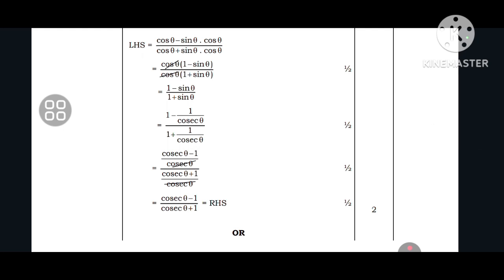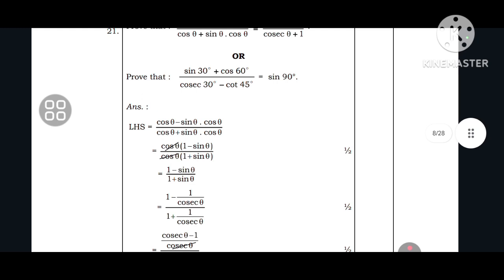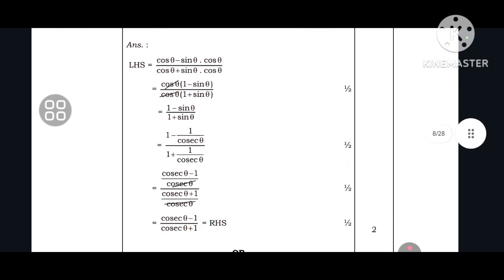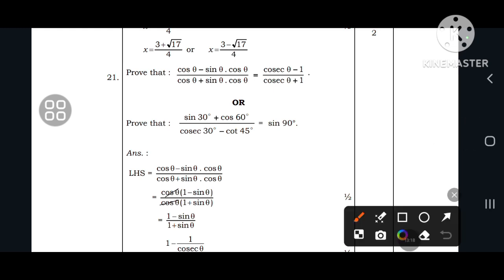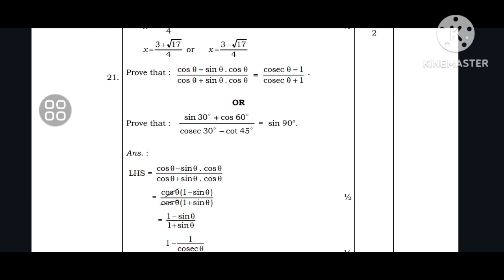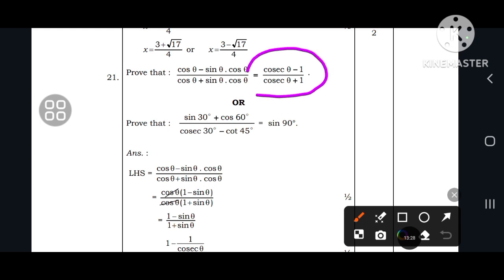And as they have given the answer here, you can see the answer they have already given. What you have to do, I will tell you the trick. Substitute whatever you know, whatever you want. And you can see here they have also provided the answer for you. Lastly, if you don't know, substitute this answer in the question paper and directly you can come.